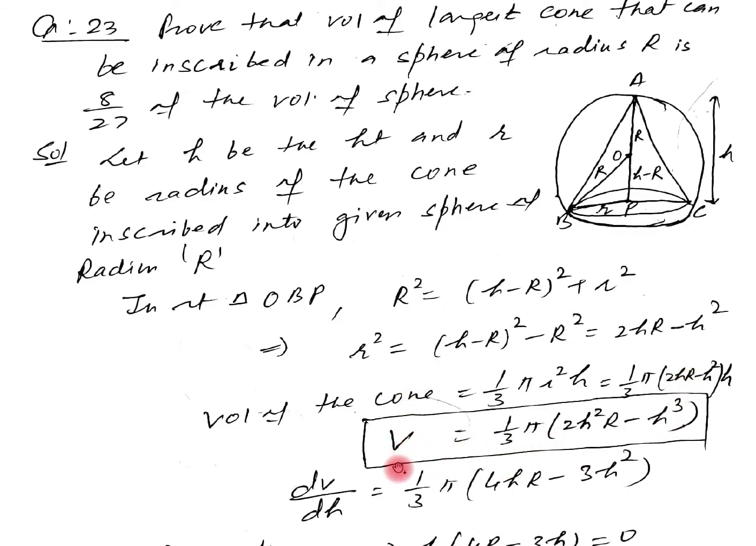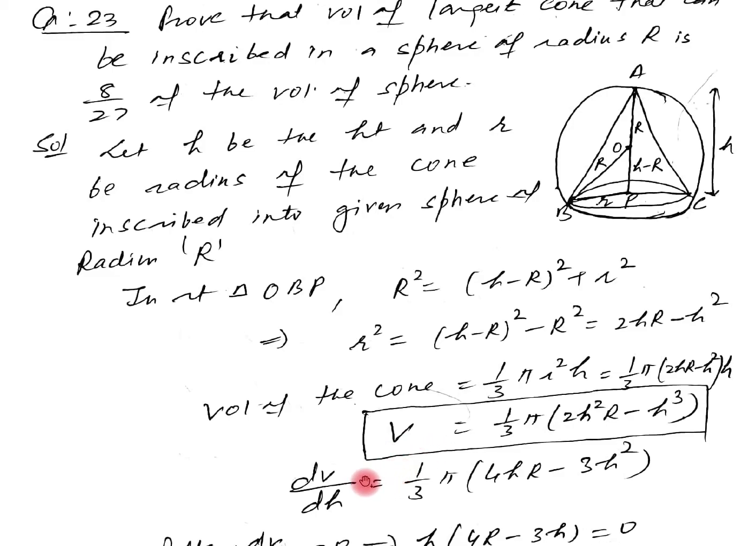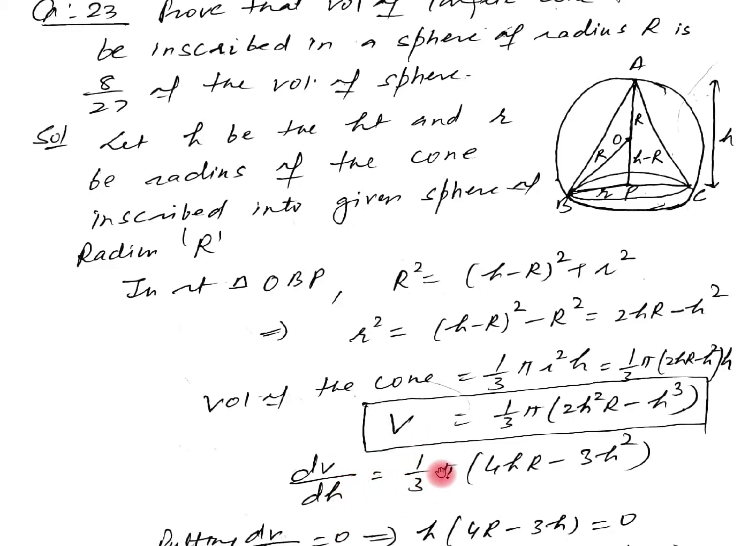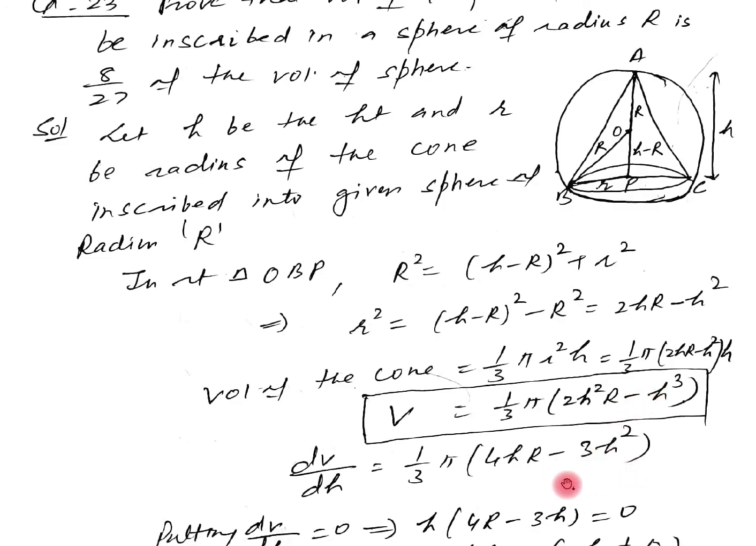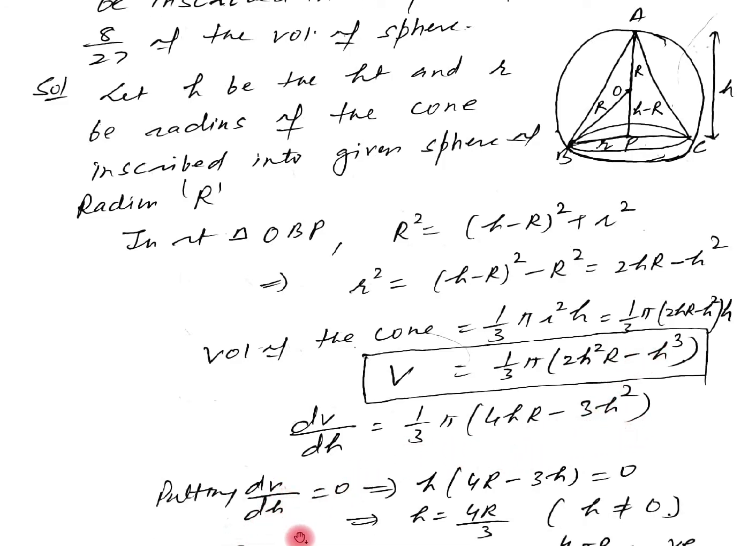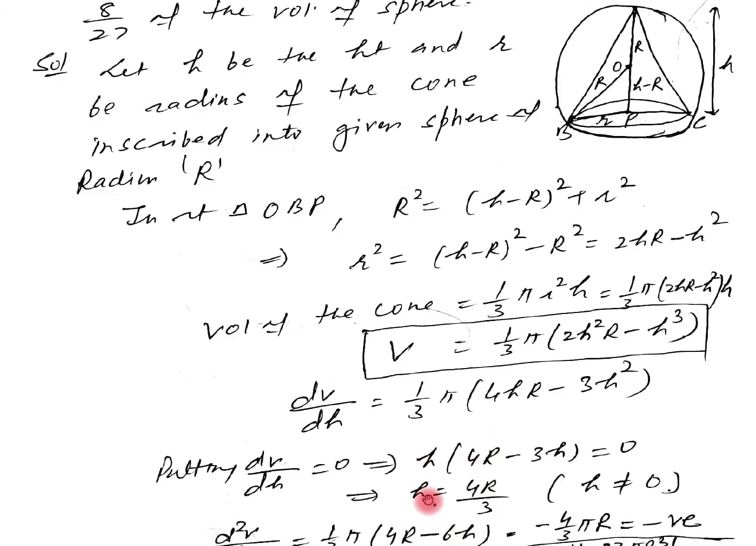Then the same steps will be started. We will find out the first derivative, dV by dh equal to 1 by 3 pi, just differentiating this, it is 4hR minus 3h square. Next step, putting dV by dh equal to 0. Then taking h common here, we are getting 4R minus this. This h cannot be 0 because it's the height of the cone. This implies h equal to 4R by 3.